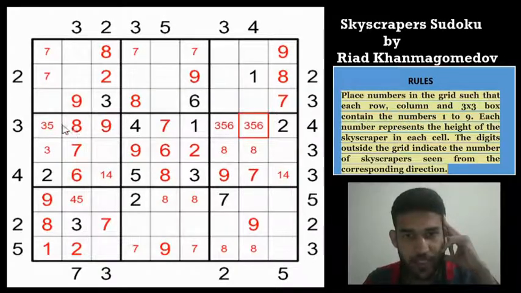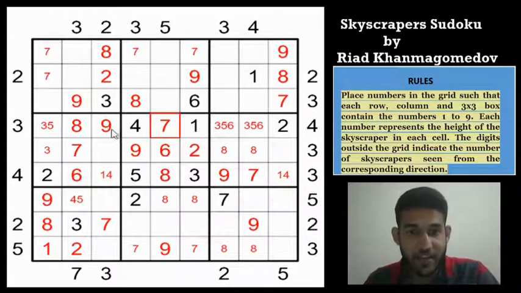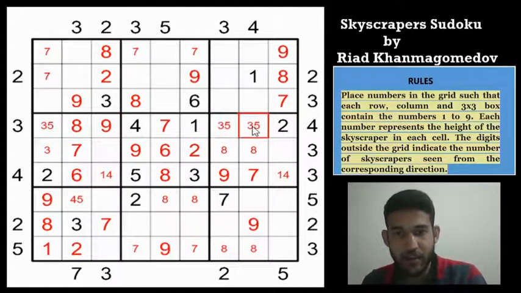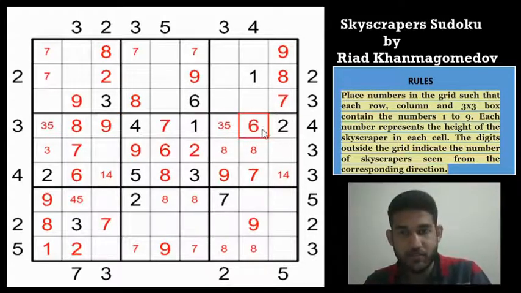Now if you look closely, 6 will be in one of these two cells in row 4. But if you have the 6 here, then you will see this building, and you will obviously see this building because it's greater than 2, and you will also see the 6 and the 7 and the 9, which gives us a total of 5 buildings. So you can eliminate the 6 from there. So this would be a 6. Okay.